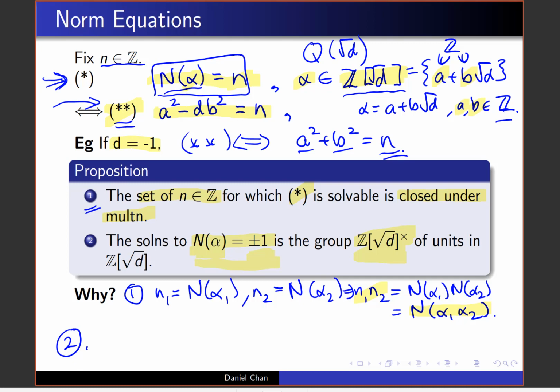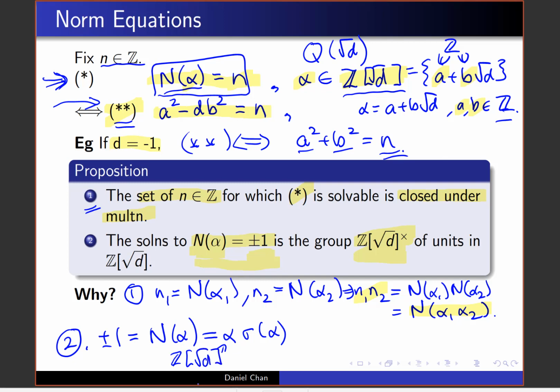Okay, so suppose plus or minus 1 equals the norm of alpha. Then we have to show that this alpha is indeed a unit. So what can you say about this norm of alpha? Remember, this is the product of alpha and sigma of alpha. And alpha, of course, was inside Z[√d].